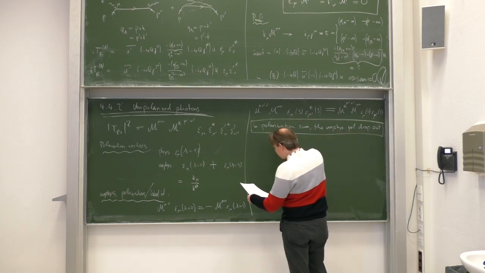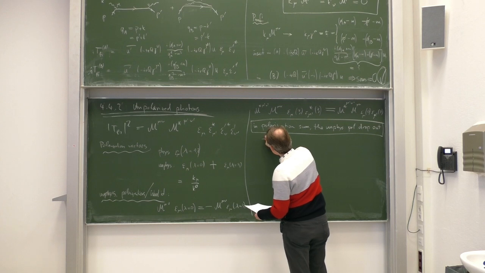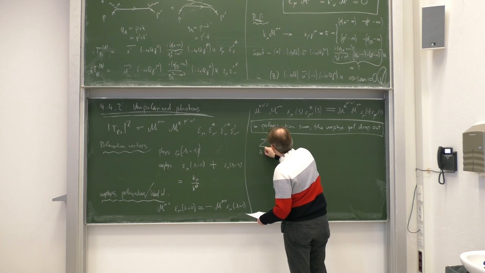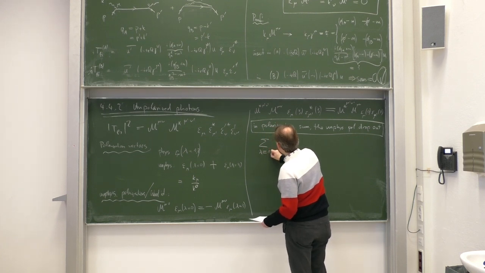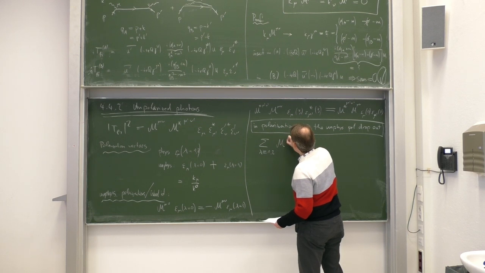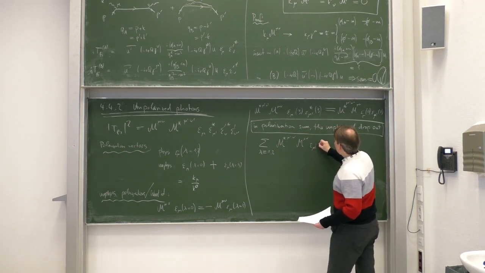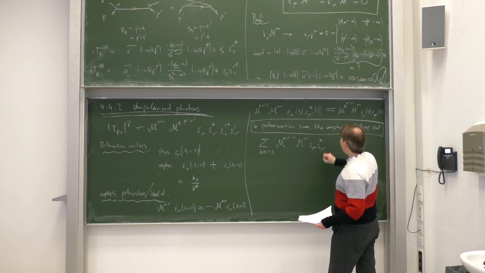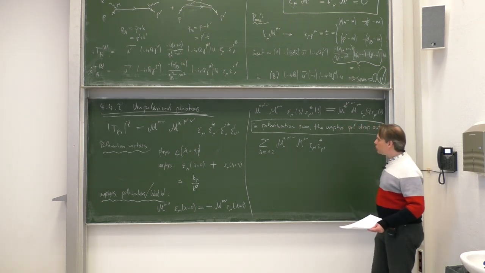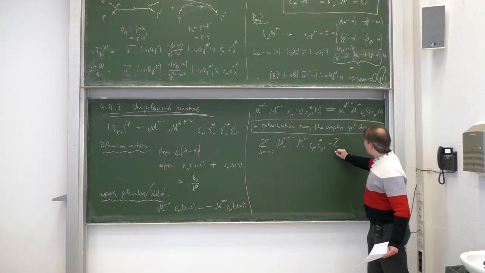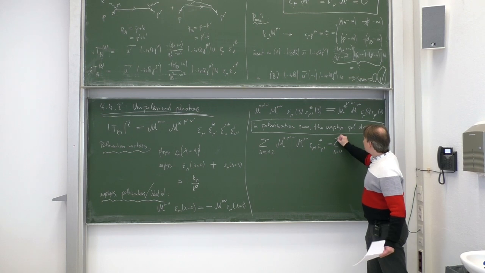So let's make that explicit. We have, first of all, the sum over lambda equal 1 and 2 of this expression, M star mu prime, M mu nu, of epsilon star mu prime. And it's sufficient to do it only for one photon, and for the other one it works in the same way. That is the same as if we draw the sum of lambda from 0 to 3 of the same expression.